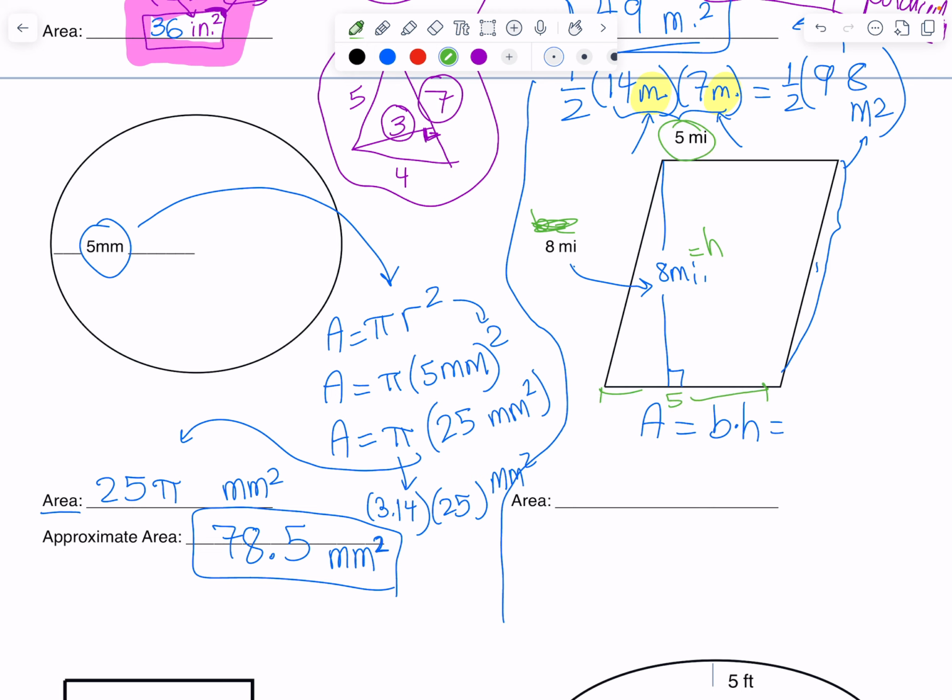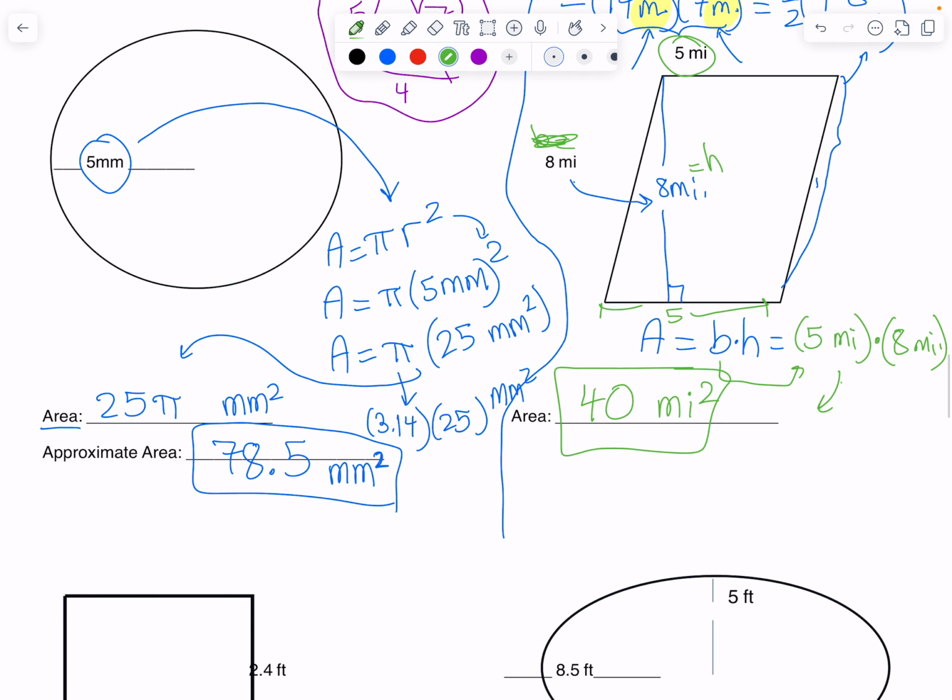So okay, the base is which one? I just said it. Yeah, 5. And what are we measuring in miles? And we multiply by, the height was 8 miles, okay? I'm going to multiply the numbers together. 5 times 8 is 40. Why did I feel like that was wrong? I don't know. Don't worry about it. And then miles multiplied by miles is miles squared. So 40 square miles, that's a big area. That's what this would be.